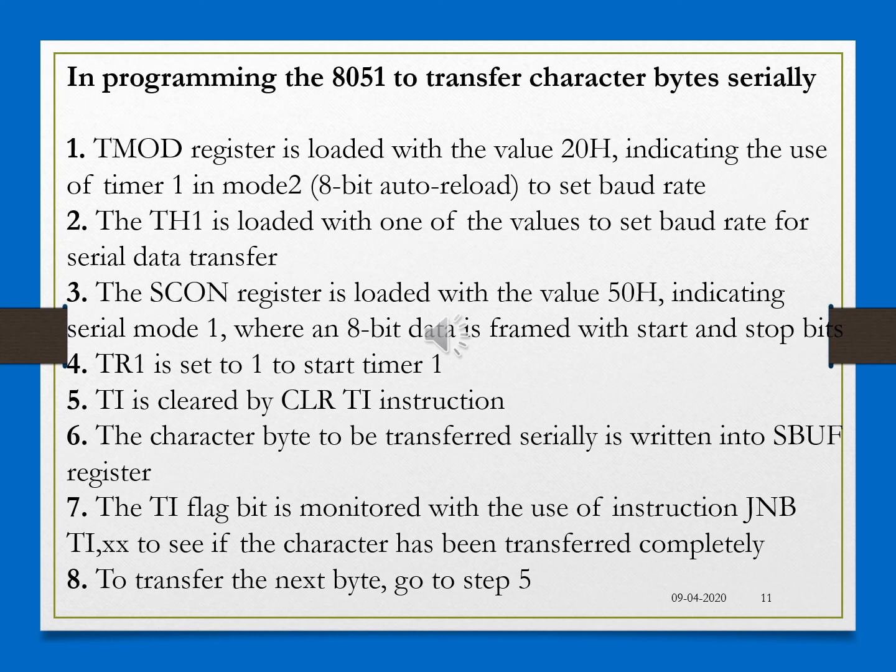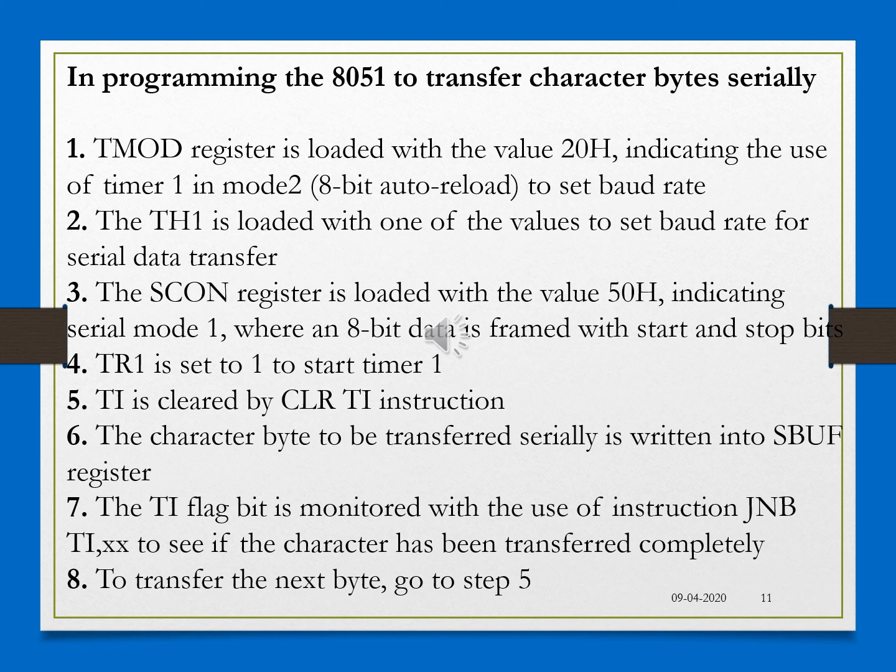Once the timer reaches its maximum value, what is its maximum value? FFH, because it is an 8-bit register. When it reaches FFH, on the next clock pulse it rolls back to 00H. When it rolls back, what will happen? The overflow flag will get set, isn't it? So the overflow flag has to be monitored.